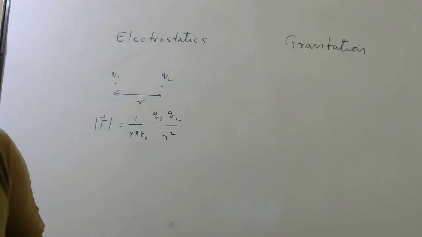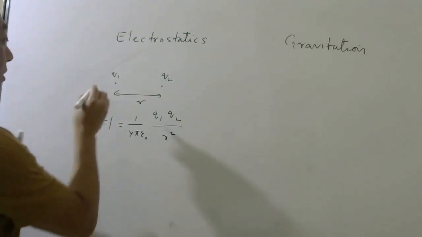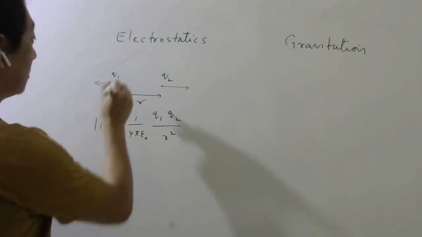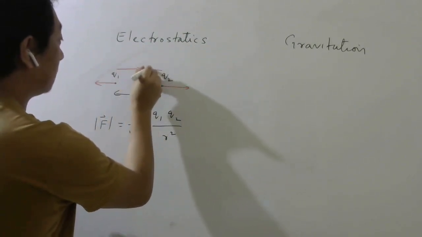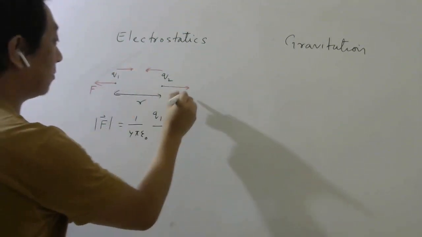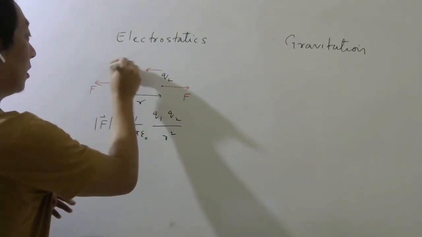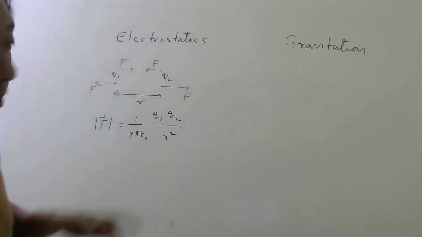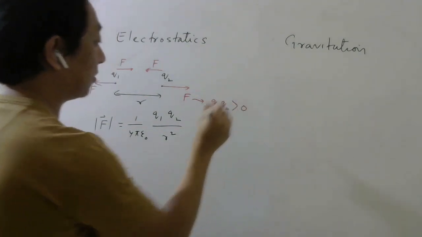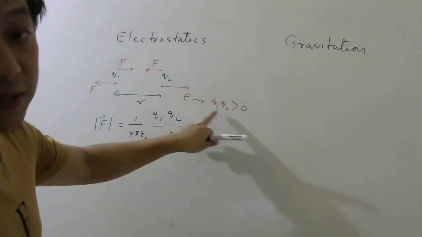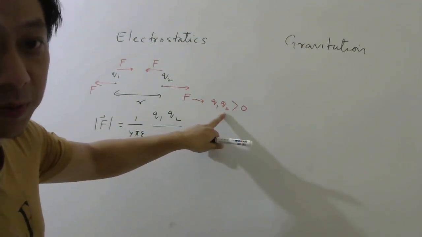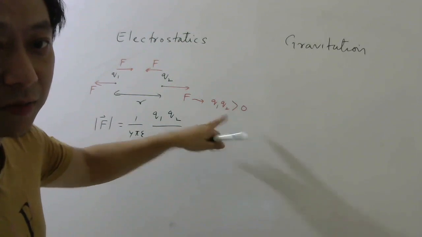And you know that if they are like charges, the force will be repulsive, and if they are unlike charges, the force will be attractive, right? So the force can be either repulsive or attractive. The repulsive force is for which situation? When the product of the charges is greater than 0. That means both are of the same sign. Positive, positive will be positive, so greater than 0. Negative, negative also will be positive. If you multiply negative with negative, you will get positive.